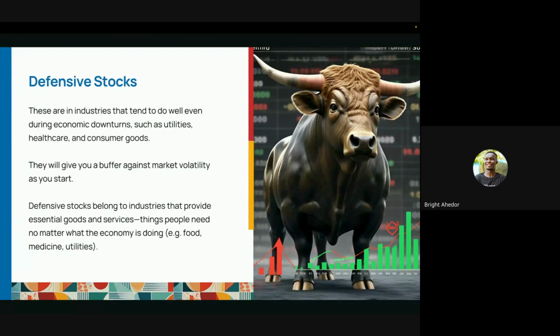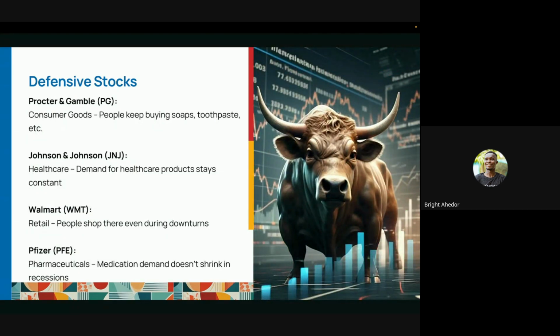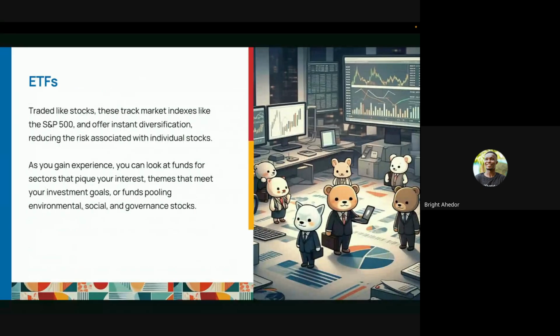Defense stocks. They are companies that withstand economic downturns. They are not affected by what is happening. Examples of them are the consumer sector, the healthcare sector, the retail sector, and the pharmaceutical sector. They are defensive. They really are not affected by what's going on.